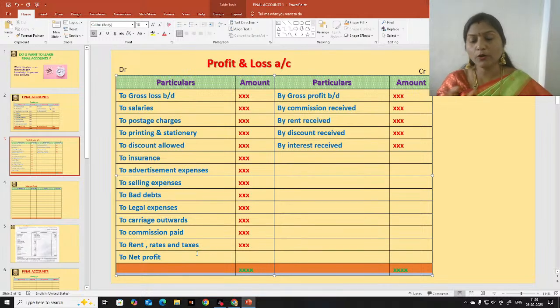Okay. If the amount is less on the debit side, we are going to get net profit. You can mention net profit carried on, otherwise you can mention net profit. Both are okay. You should mention the amount in the amount column.